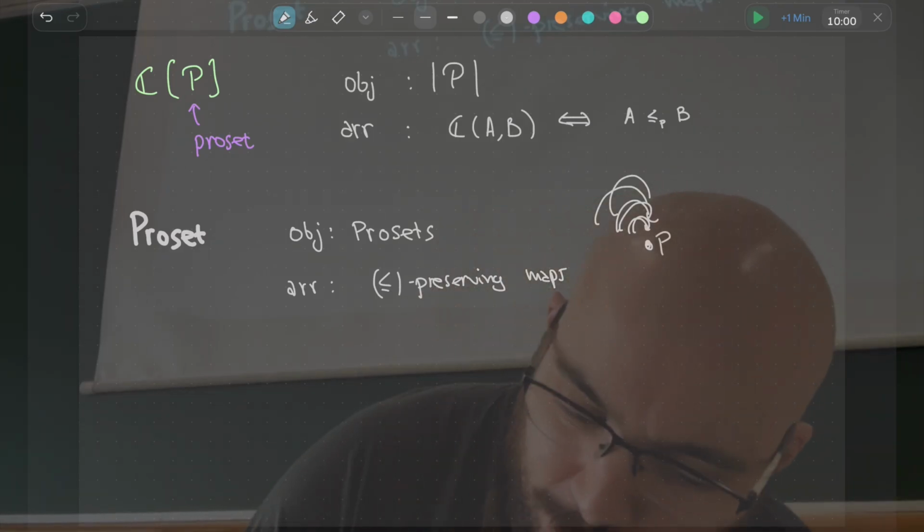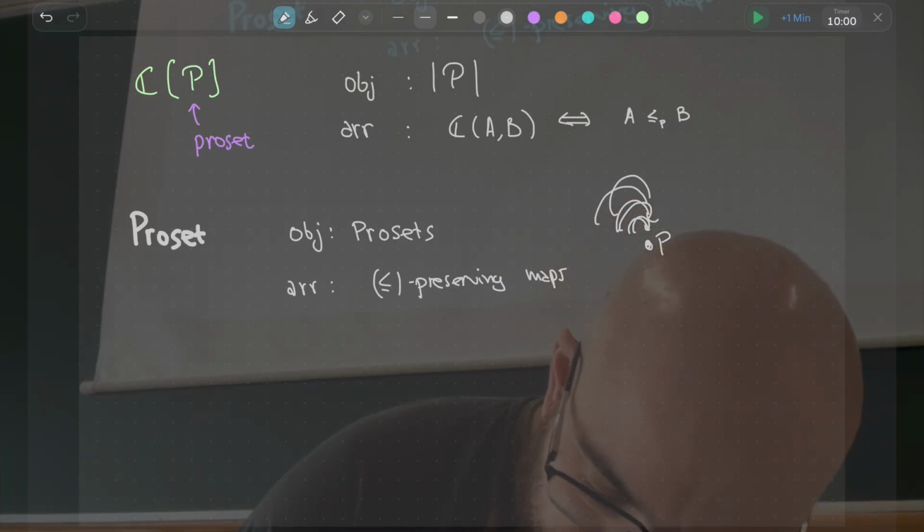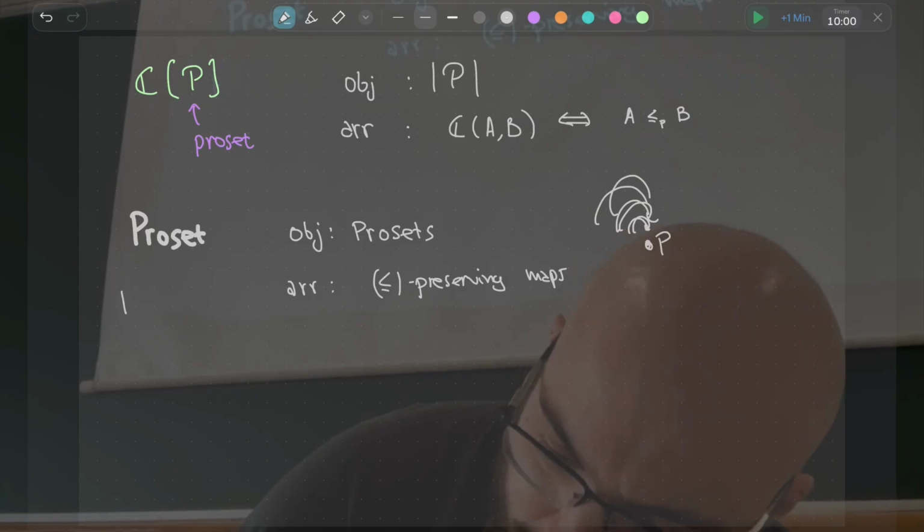Okay, similar thing, and I will not define it in detail. We don't have time for that, but you will get it. I can remove the R in Proset, and I will have Poset.